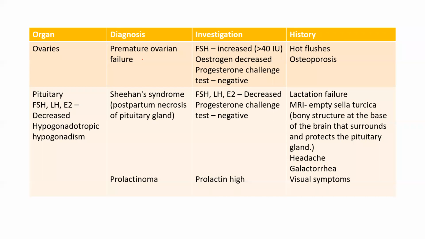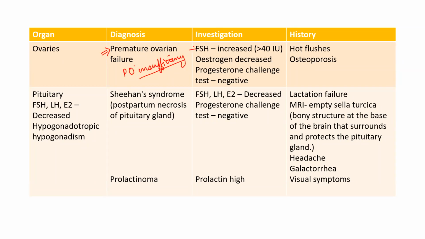Next one is again ovaries. We have another diagnostic feature, that is premature ovarian failure, otherwise premature ovarian insufficiency. So in this, what happens is, by the age of 40, all the follicles get used up. Now when the follicles are used up, FSH will not have something to act on. So FSH will be increased in this particular case.